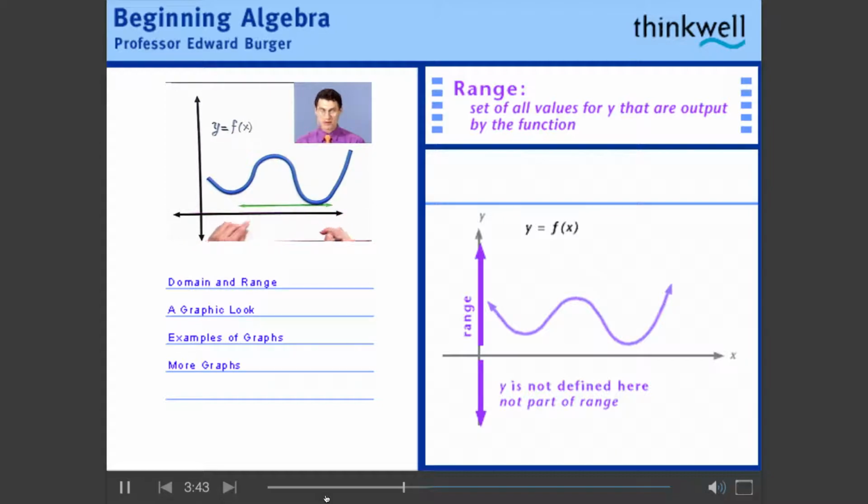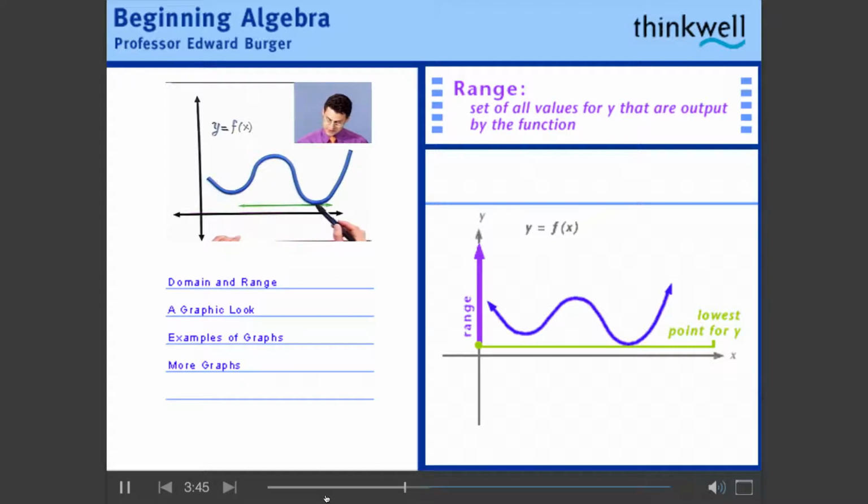It's sort of like a limbo thing. How low can the function go? Well, it turns out right to here. So in fact, the range of this would be all the y values that are this point or higher.